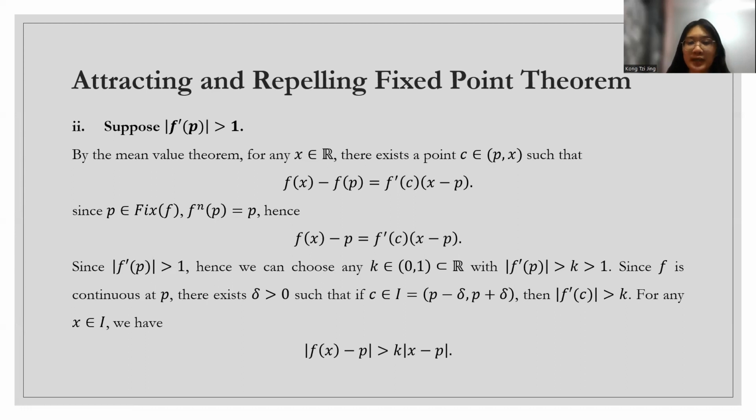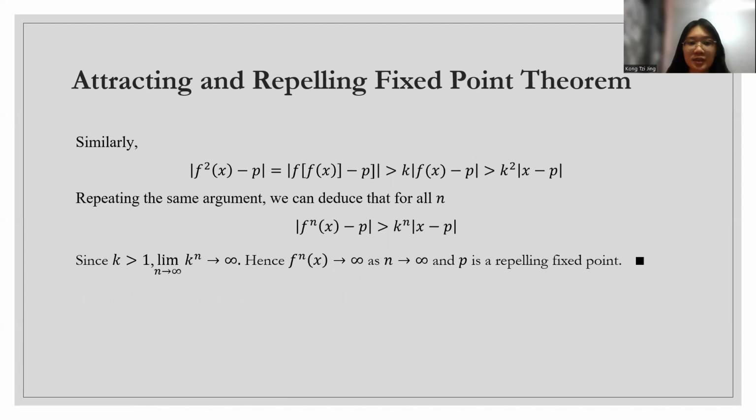Combining all of this information, we get |f(x) minus p| more than k|x minus p|. Similarly, if we continue for |f²(x) minus p|, we get more than k²|x minus p|. And we repeat the same argument until n, we get |fⁿ(x) minus p| more than kⁿ|x minus p|. However, in this case, since k is more than 1, when n approaches infinity, the limit of kⁿ will approach infinity too. Hence, we can conclude that |fⁿ(x) minus p| approaches infinity, and p is a repelling fixed point.